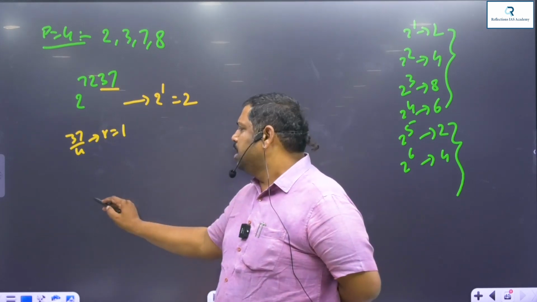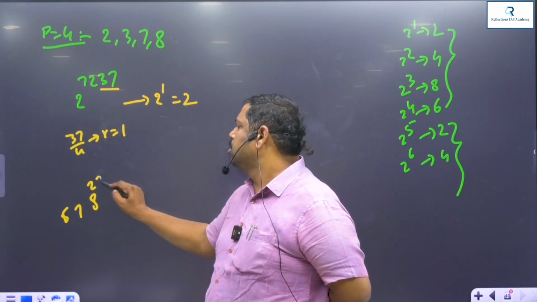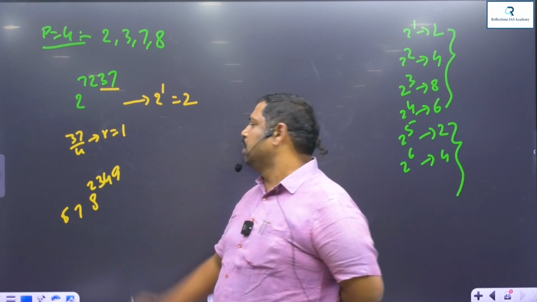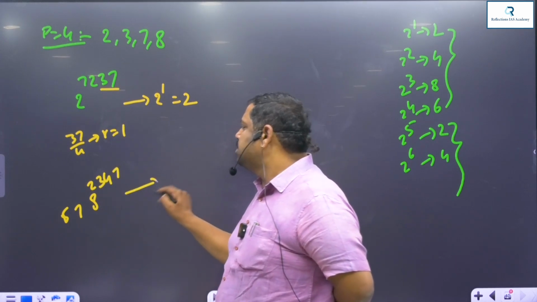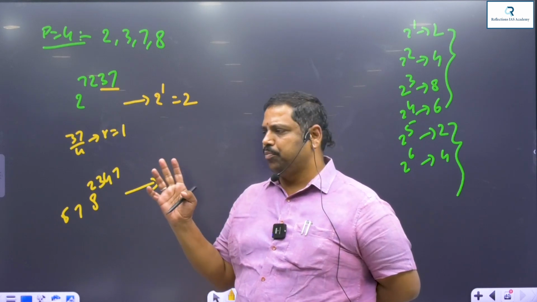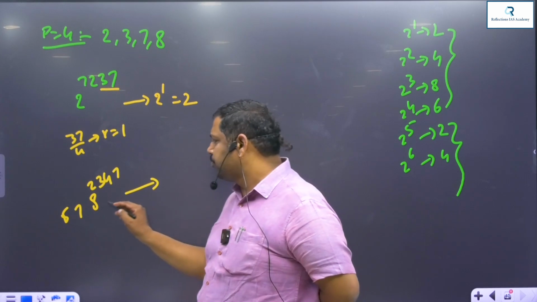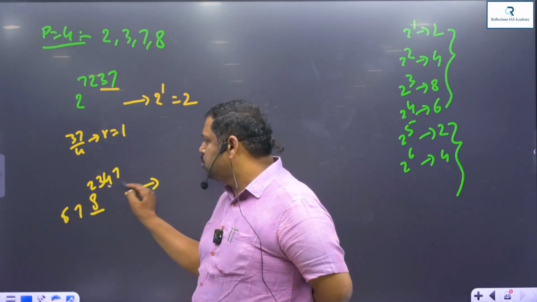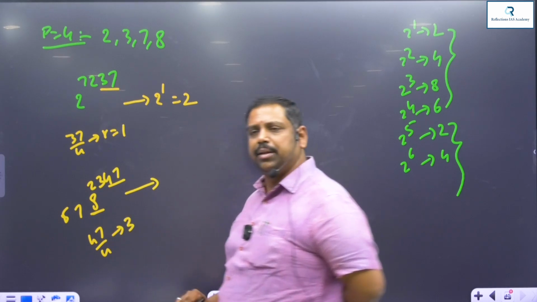Suppose he gave 8 power 2349. What is the units place he is asking? For 8, the periodicity is how much here? 4. Periodicity 4 means what we have to do? Divide. So the last two digits 49 by 4... 4 11s are 44, the remainder is 3.